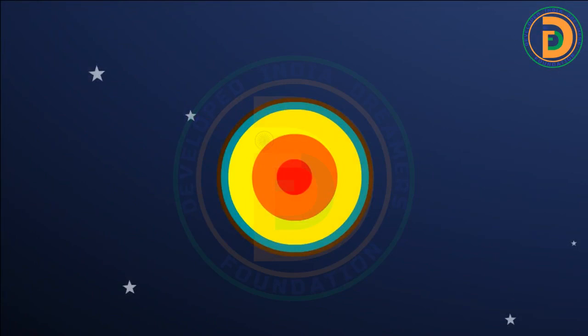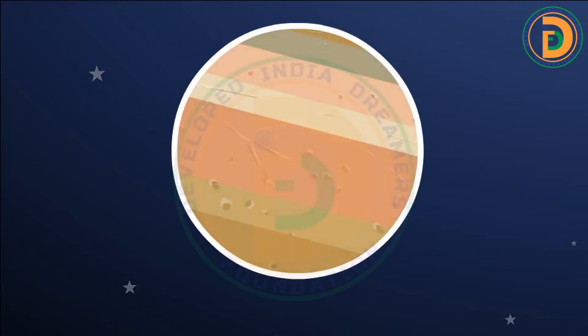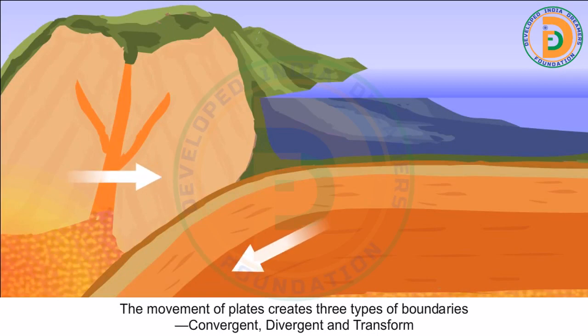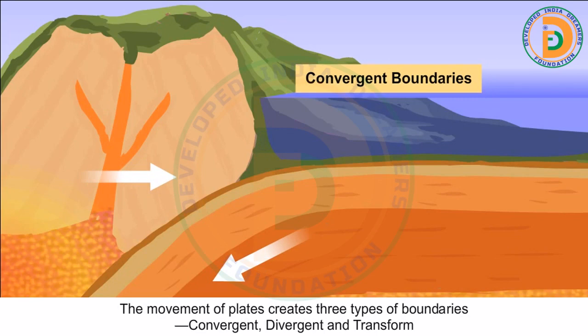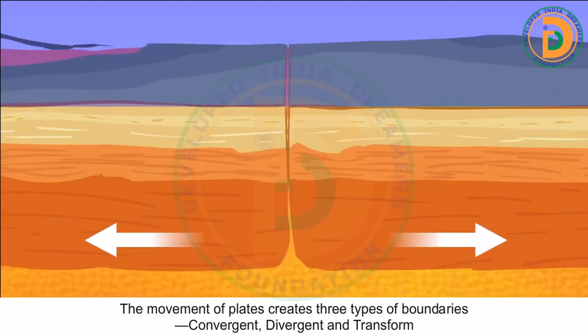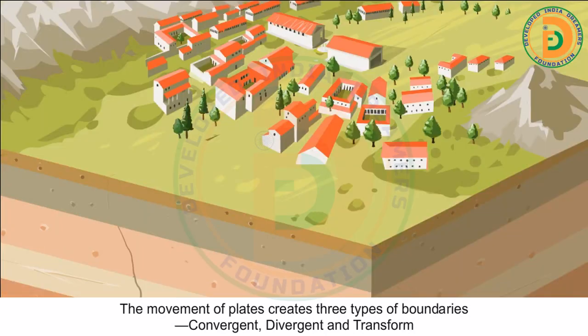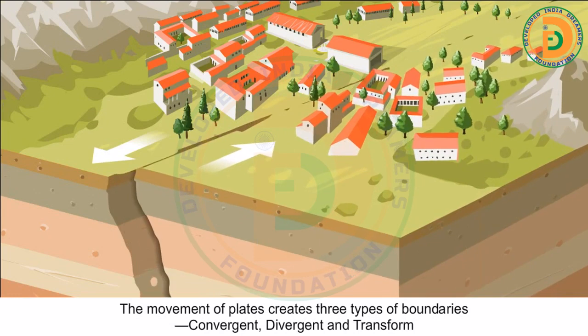According to this theory, the Earth's crust or lithosphere is made up of numerous large and small plates. The movement of plates creates three types of boundaries. When the plates collide, they form convergent boundaries. When they move away from each other, they form divergent boundaries. When the plates move horizontally past each other, they form transform boundaries.